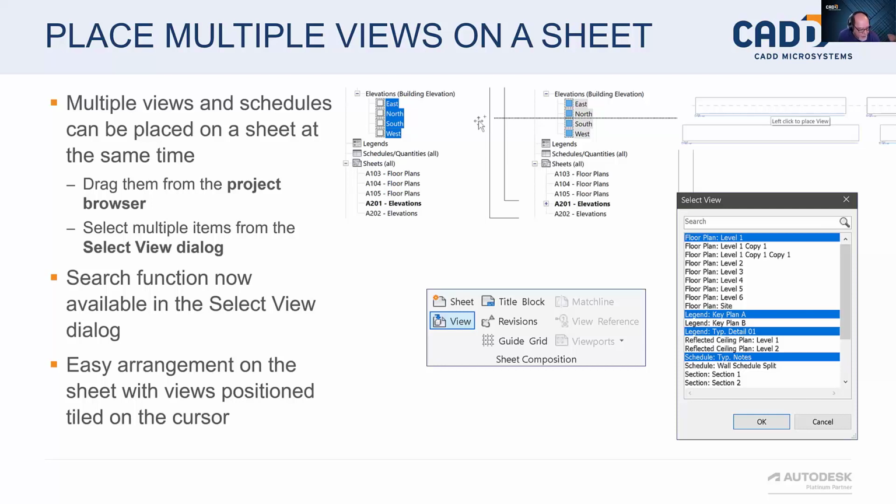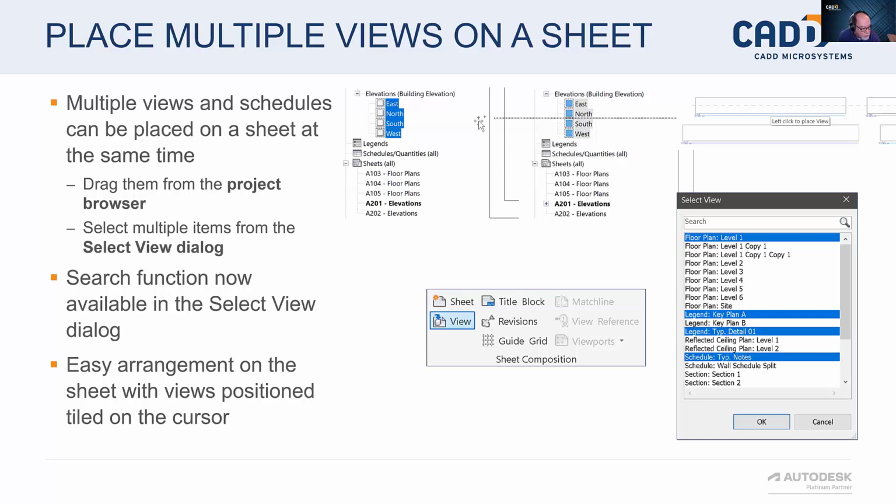What they've done is now when we place multiple views on a sheet at the same time, it arranges them so that you can see them. In previous releases, it would just stack those views on top of each other and you'd have to go in and rearrange them. Now it makes an attempt at arranging those views on the sheet so they're not stacked on top of each other. You still may have to move them around, but at least you can do that.